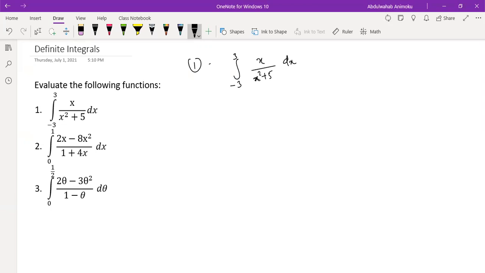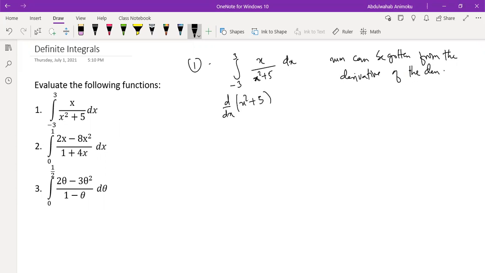Now notice that this is not a simple function that is being modified, so we need to solve this thoroughly. When you look at this, what did I ask you to check first? Check if the numerator can be gotten from the derivative of the denominator. This would give you an idea of whether you'd have a substitution rule to solve the problem or not. Now think about it: the derivative of x squared plus 5 is what? 2x plus 0, so it's 2x.